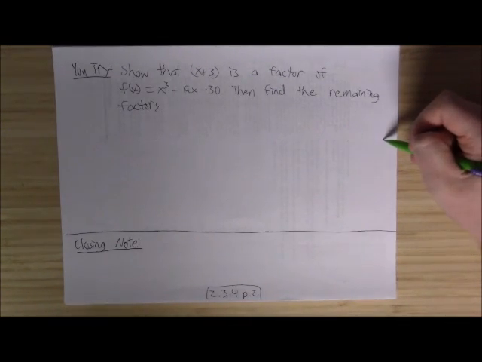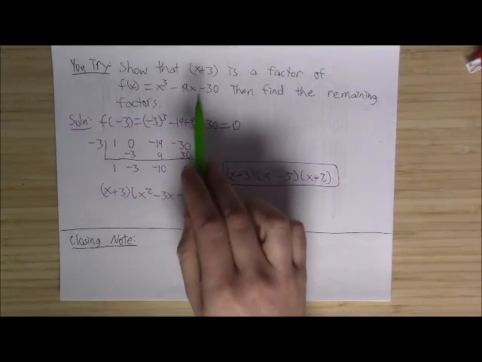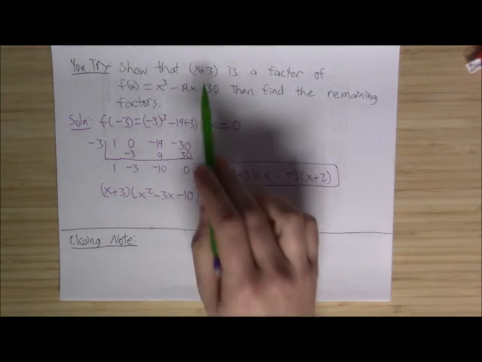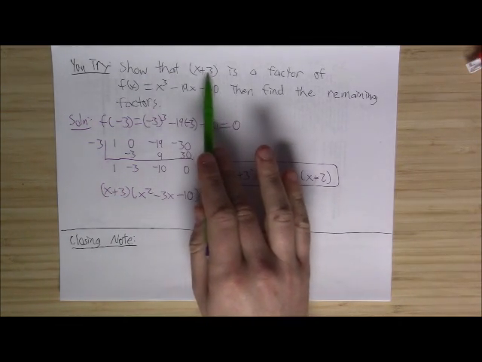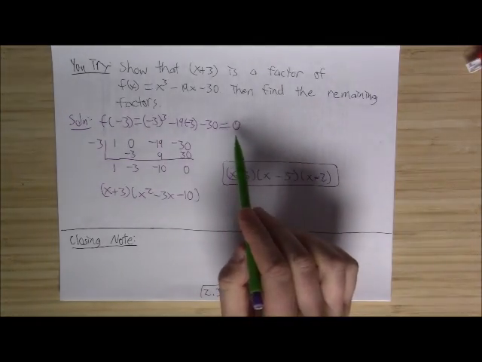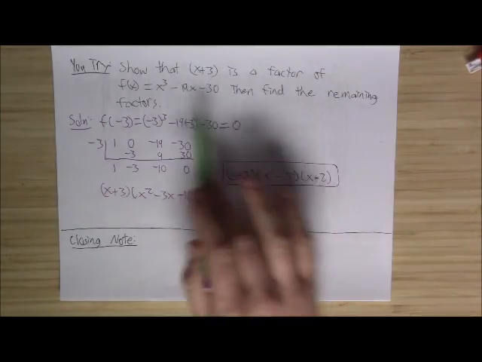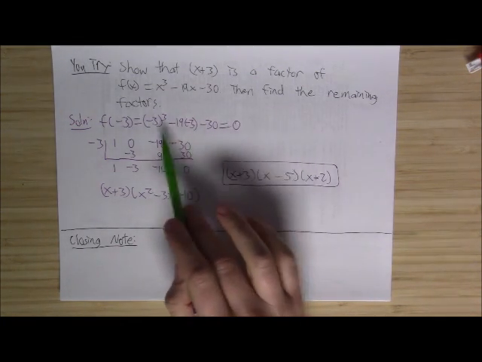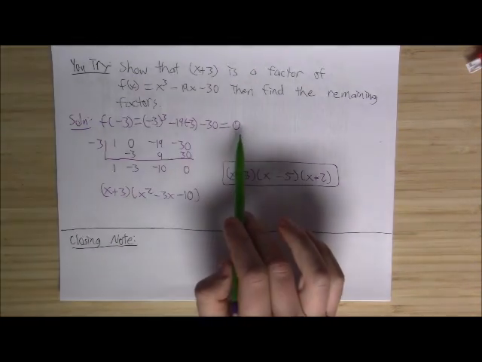1, 2, 3. So first, checking that it is a factor, we know by using the factor theorem, sorry, that's the whole point of this, that plugging negative 3 into this should give us 0. If we plug negative 3 in, we do actually get 0.